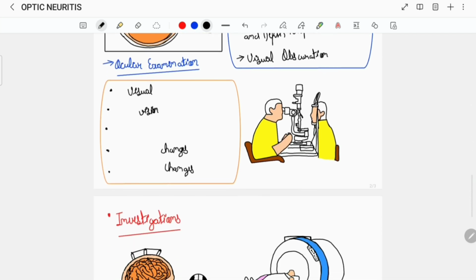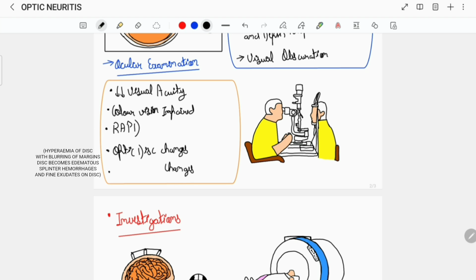Ocular examination can reveal the following findings. There can be a reduction in the visual acuity, color vision is impaired, there is relative afferent pupillary defect, there can be optic disc changes, which can include hyperemia of the disc and blurring of the margins. Also, the disc can become edematous. There can be presence of splinter hemorrhages and fine exudates on the disc.